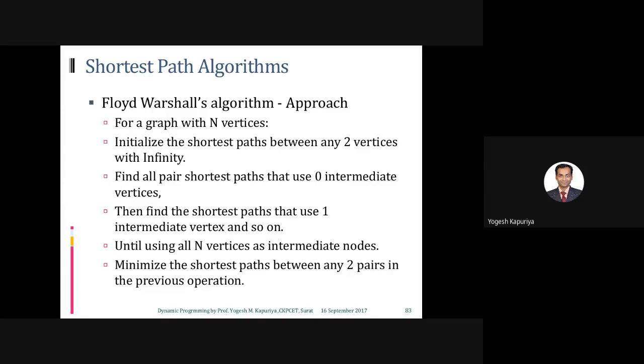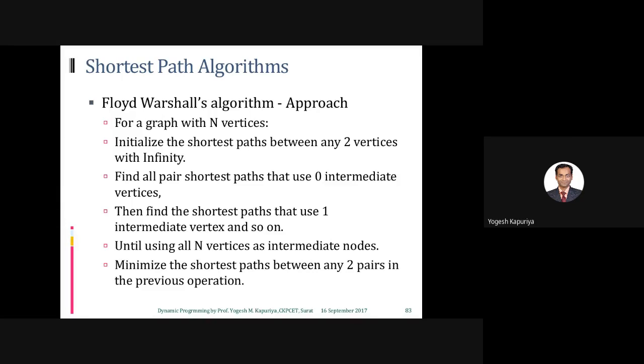So how is this algorithm approaching? You have been given n vertices. Let's say the number of vertices in a graph is n. Initialize the shortest path between every two vertices with infinity. That means for all the vertices, you generate all the permutations and initialize the distance between two vertices as infinity.